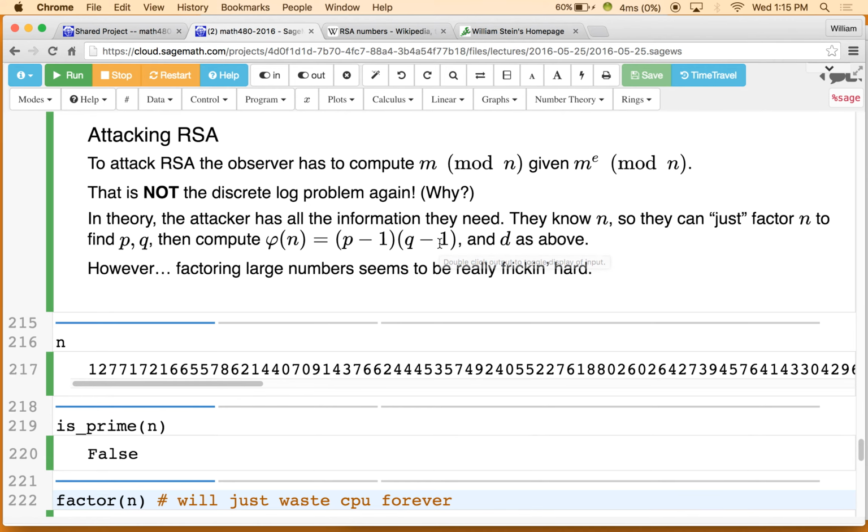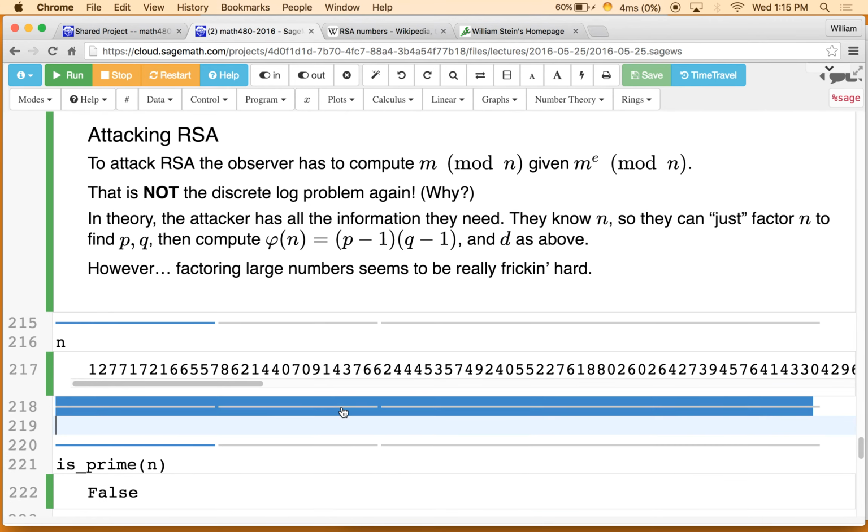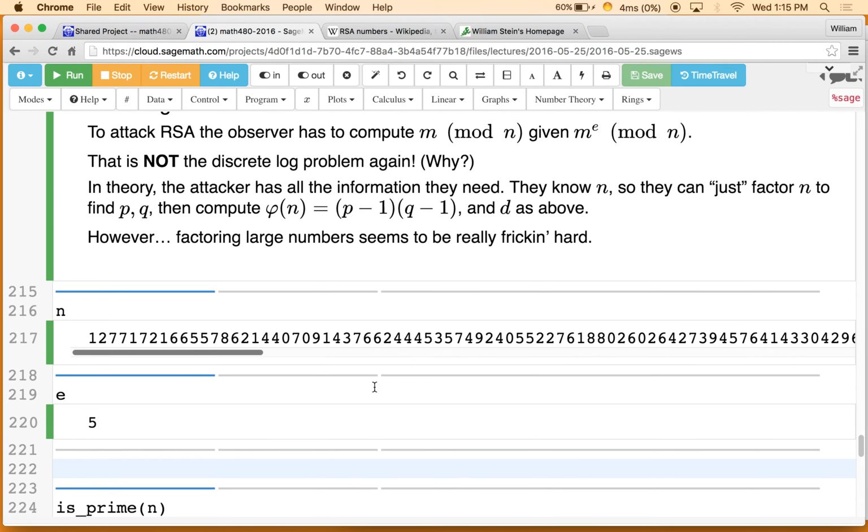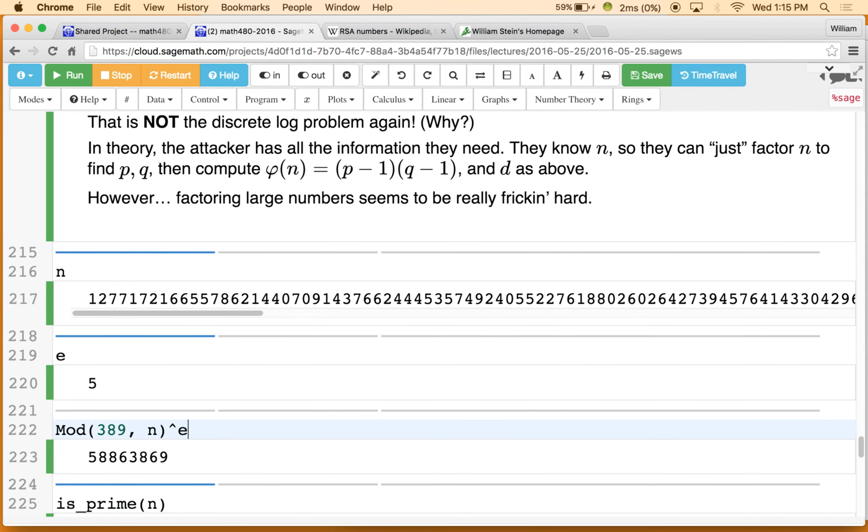Let's encrypt again. So my n is right there, my e is right here. Let's say I want to encrypt a message that I've encoded as 389. You just take 389 mod n and raise it to the power of e. Whoops, that's not e, that's 3. And there you are. You can see that you probably don't want to encode your message as a very small integer. That kind of gives away that it might be really easy to crack.